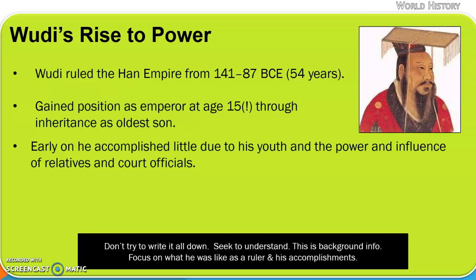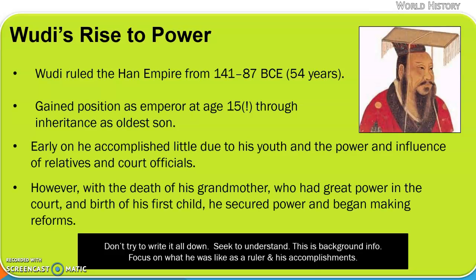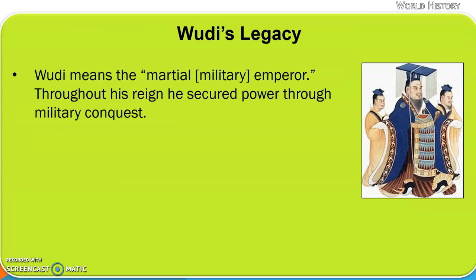Early on, he accomplished little due to his youth and the power and influence of relatives and court officials. Specifically, with the death of his grandmother, who had great power in the court, and the birth of his first child, he was able to secure power and began making reforms. So because he was able to establish someone else in his lineage, he was also able to get power, and he had to free himself of his grandmother's power. So once that happened, you learn a little more about where he went with that.